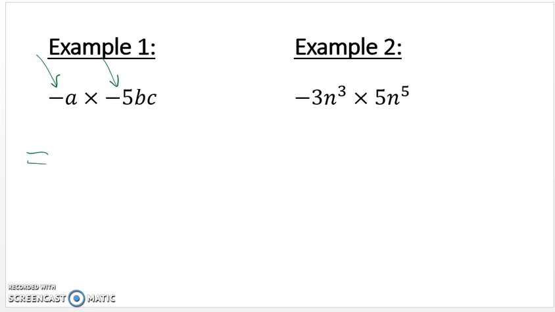So when I do these kinds of questions, it's always, for me, signs first. So we'll deal with the signs at the front of the terms, and then I look at the letters. Actually, I don't even do that. We'll take it one more step back.